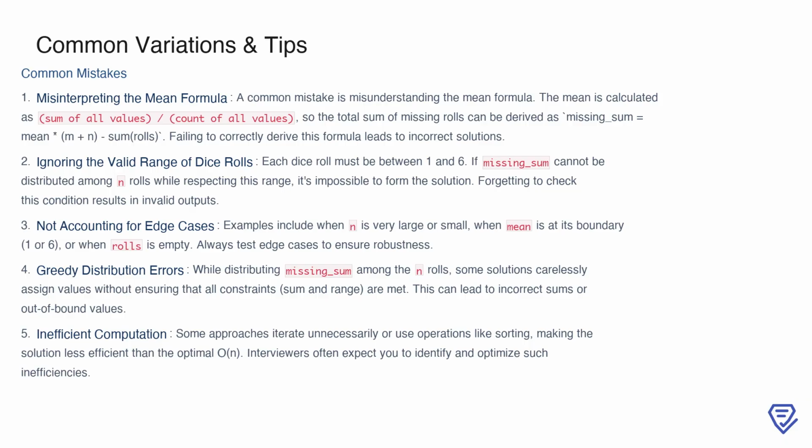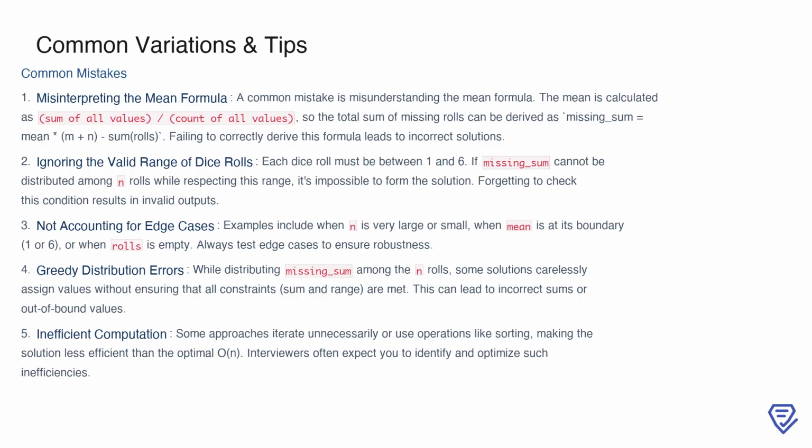Another frequent issue is ignoring the valid range of dice rolls. Each roll must fall between 1 and 6, and if the missing_sum cannot be distributed among the n rolls while staying within this range, the solution simply isn't feasible. Skipping this validation step can result in invalid outputs.